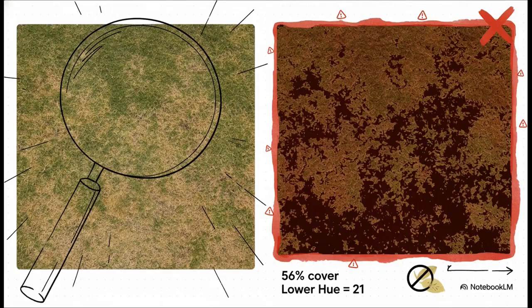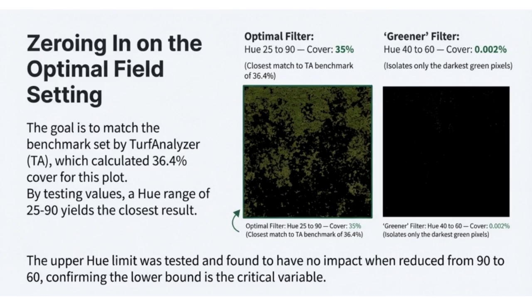Okay, here's our first try. We set the lower boundary for hue to 21, and the computer says, okay, that's 56% cover. But you can see it, right? It's picking up way too much of that yellowish dying material. That's not what we want.